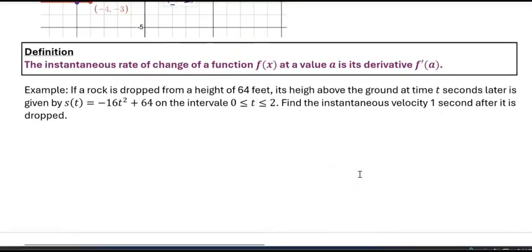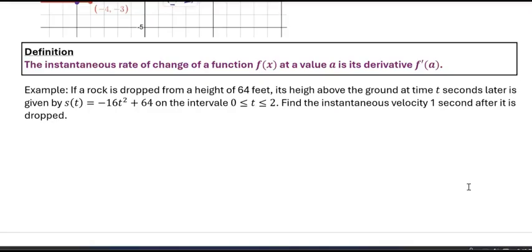Definition: the instantaneous rate of change of a function f of x at a value a is its derivative f prime a. So that's kind of saying if we have any situation, any kind of function, and we want the instantaneous rate of change, maybe as an application, then we can use the derivative. Here's an example of that.